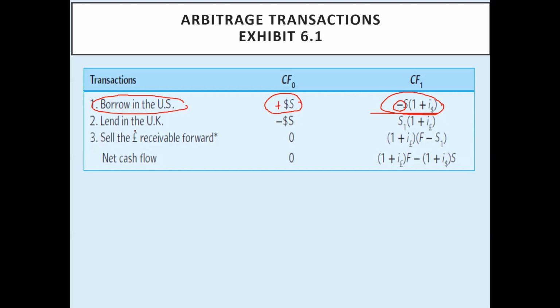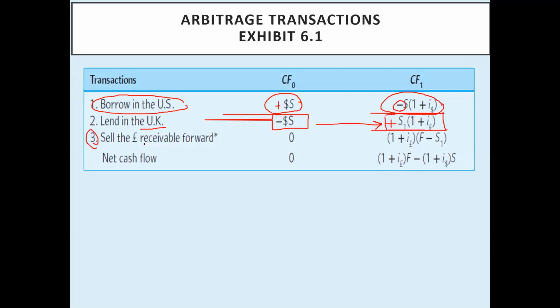In step 2, I'm going to be lending in the UK, where the interest rate is a bit higher. So if we think about lending in terms of cash flow, at time 0, when I lend money to people, I need to give them money. So this is a negative cash flow, okay? In contrast, when the loan matures, say after 1 year, I expect to receive money back from my borrowers. And therefore, in this case, I expect to receive a positive cash flow, okay?